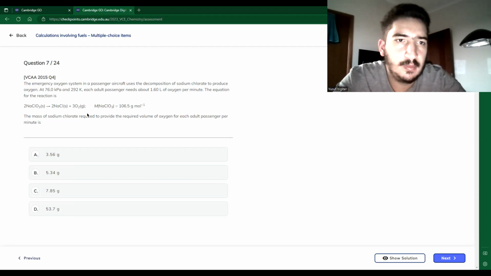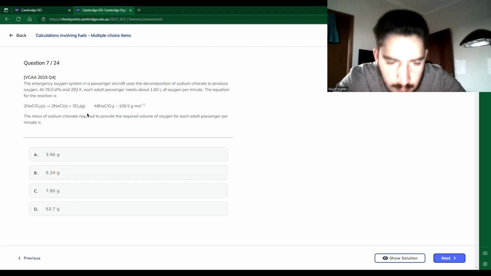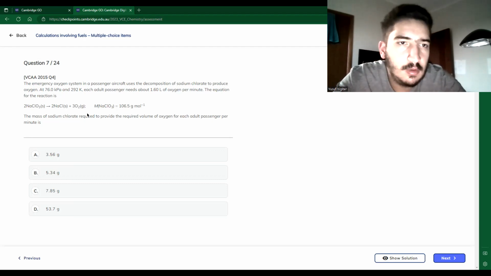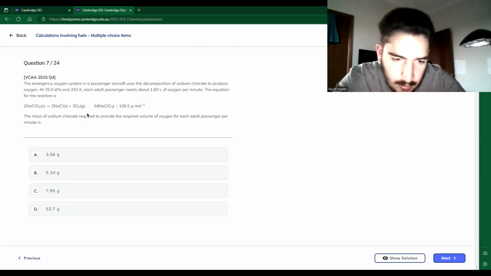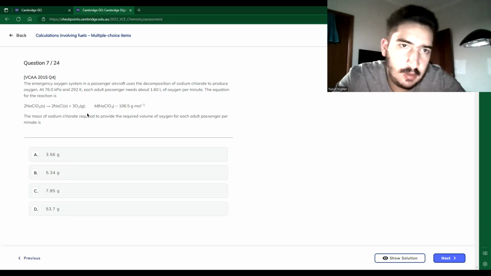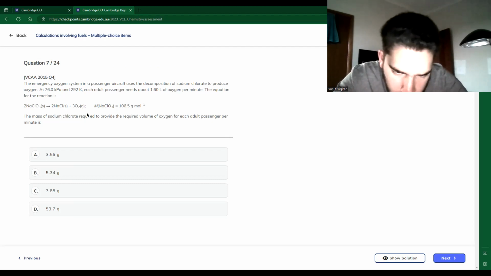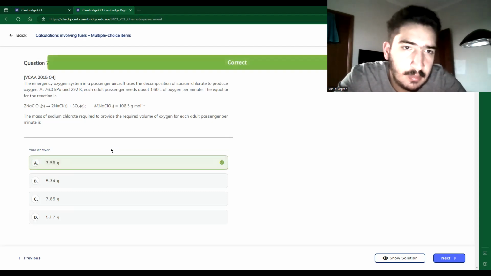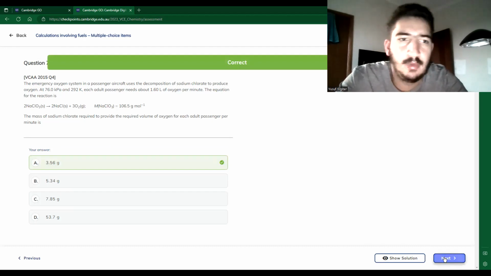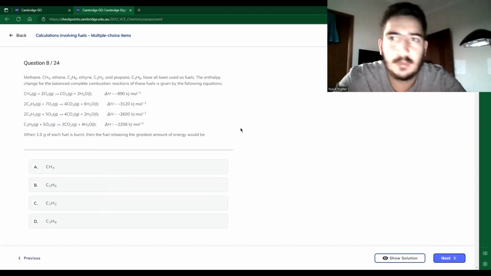That would be, so mole of oxygen is that, coefficient, unknown over known, 2 over 3. So 2 times this divided by 3. Get this, times it by 106.5. I got 3.56. Yeah, I'm correct. I'm always correct, man. Amazing.